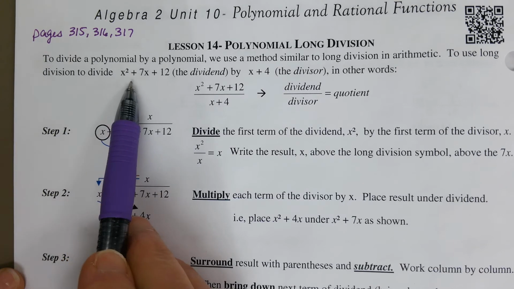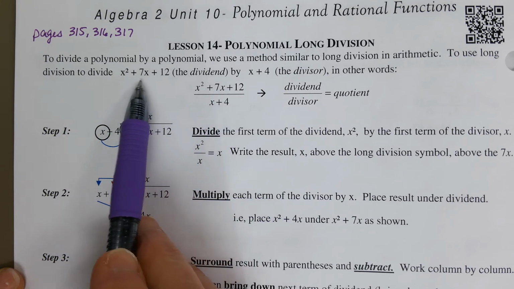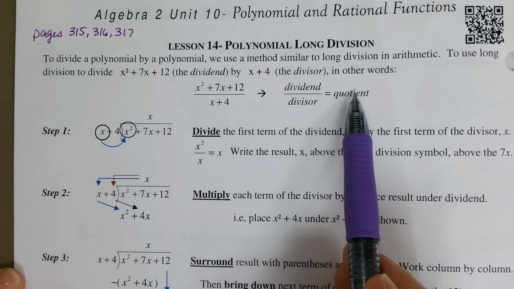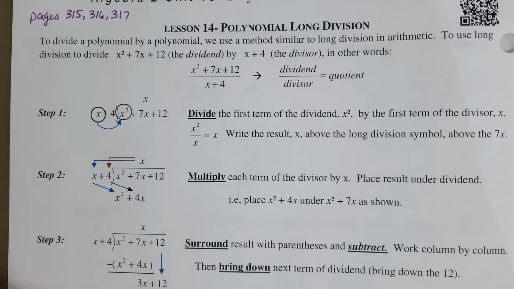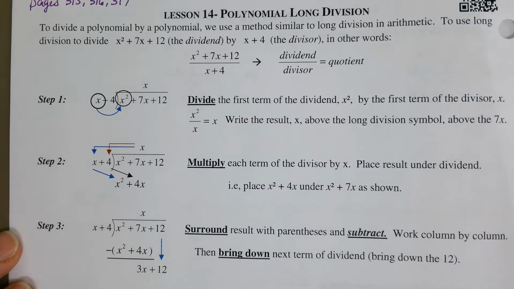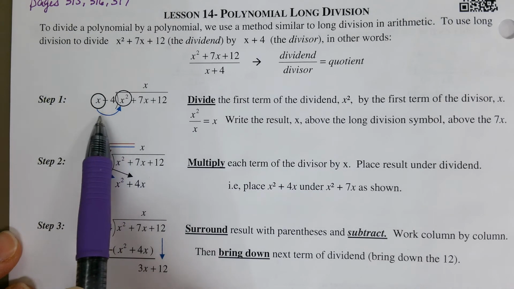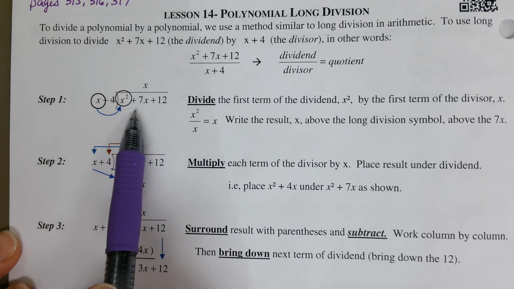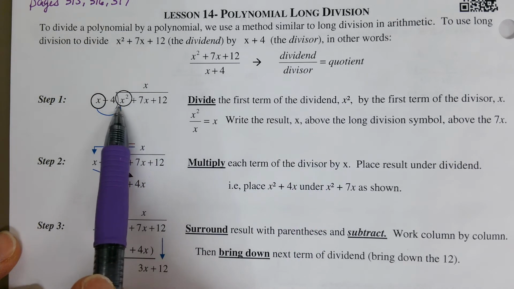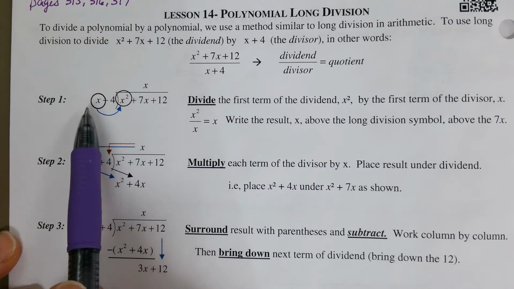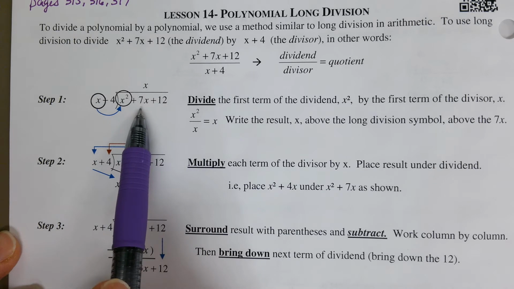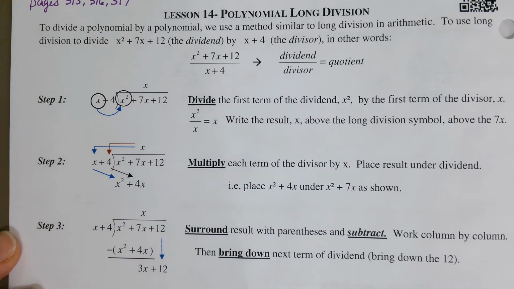Alright, so we want to divide x squared plus 7x plus 12, which is considered the dividend, by x plus 4. X plus 4 is the divisor. And on this page, we have a detailed step-by-step process that's already worked out for us. So we set it up. X plus 4 divides into x squared plus 7x plus 12. We divide the first term of the dividend, x squared, by the first term of the divisor, x. X squared divided by x is x, so we place the x above the 7x.